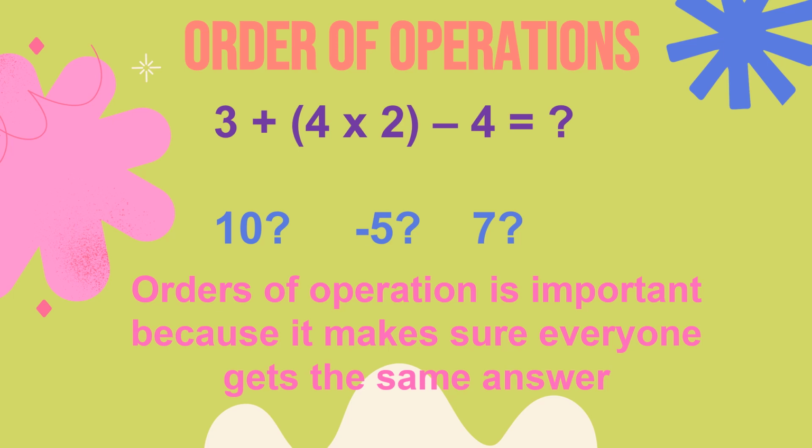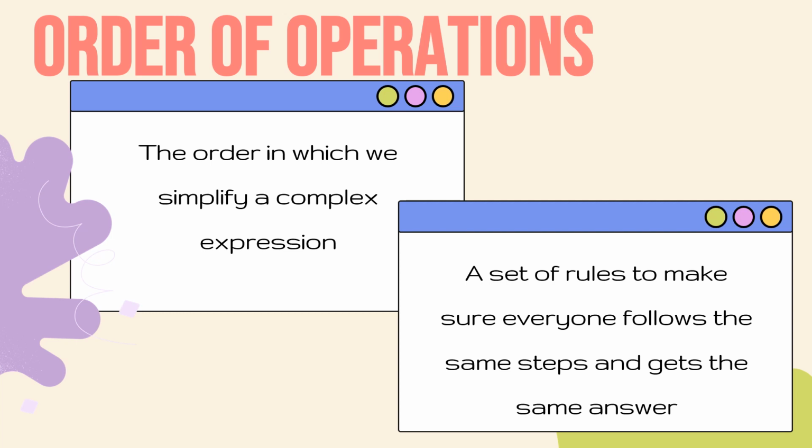This shows us why the order of operations is important. It makes sure that everybody gets the same answer. So how does it do that? Let's return to our definition. It is the order in which we simplify a complex expression. The key word here is order. Elaborating on that, it's a set of rules to make sure that everyone follows the same steps, the same order, and gets the same answer.